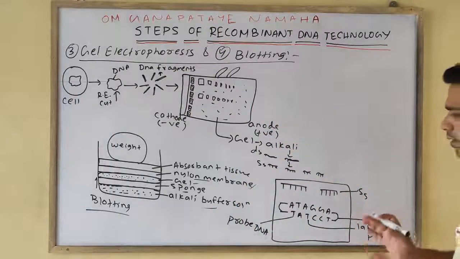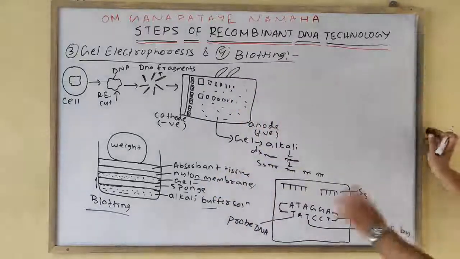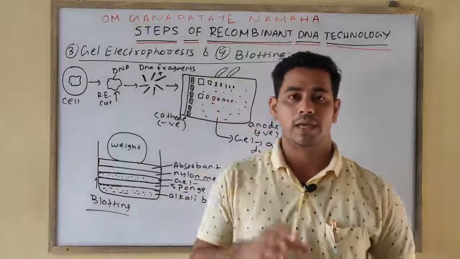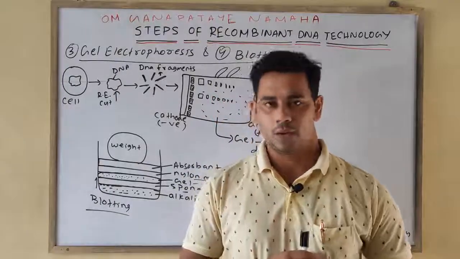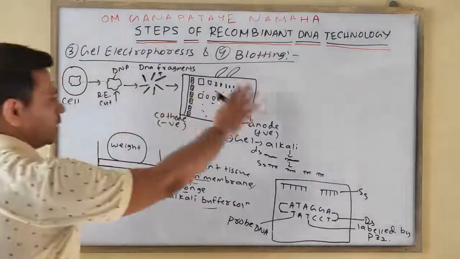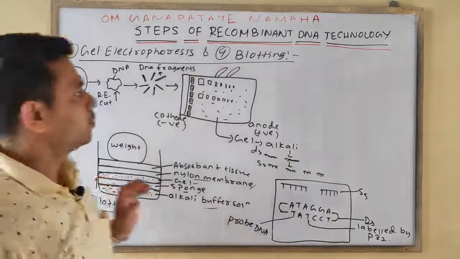After that, the process is known as autoradiography. So in this way we can get our desired gene, or desired DNA. So this is all about it. The first one is your gel electrophoresis process, then your blotting technique. Okay, please note down.